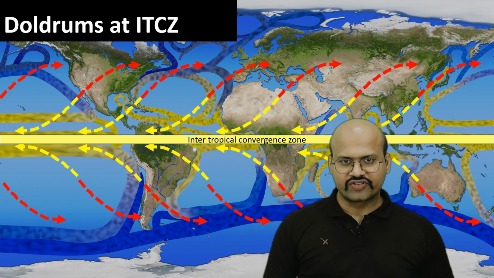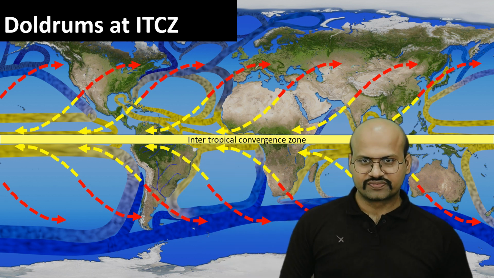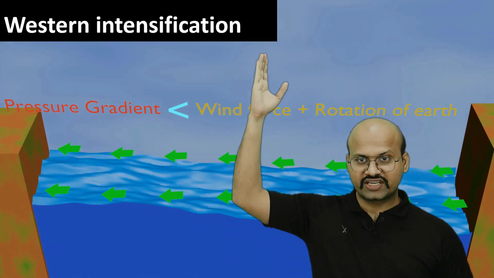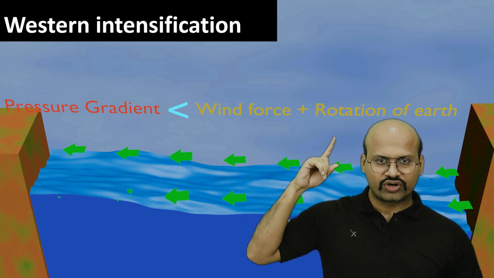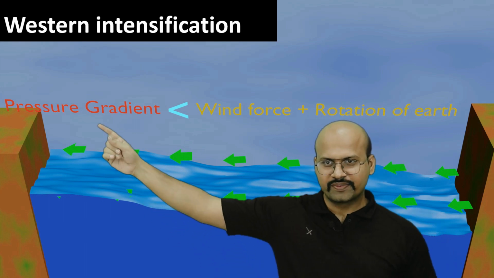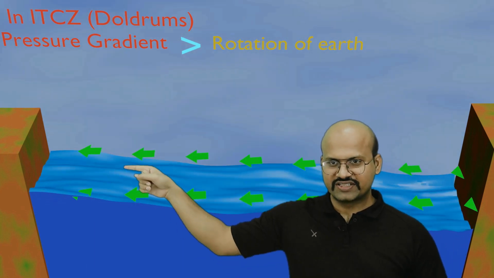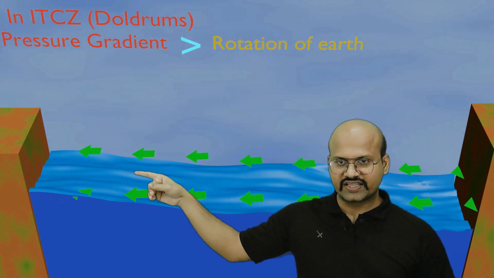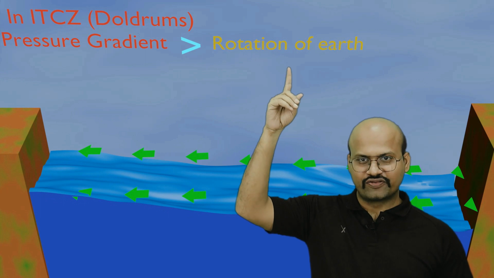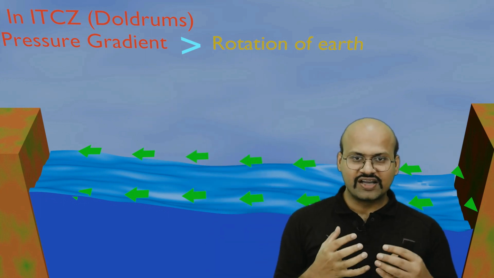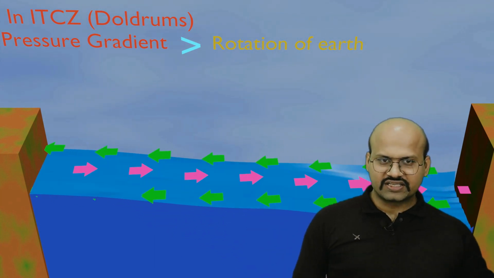Therefore, the dragging force of the winds which is present just above this region is not present in the intertropical convergence zone. Earlier we have seen that because of western intensification, water accumulated here, and this was possible because wind force and rotation of Earth created a combined effect which overcame the pressure gradient created by gravity. But in the doldrums, in the region between these two currents, there are no trade winds, and therefore now the force is only that of rotation of Earth, and this force is now less than the pressure gradient exerted by gravity. Therefore gravity is now able to pull water from here towards the eastern side.